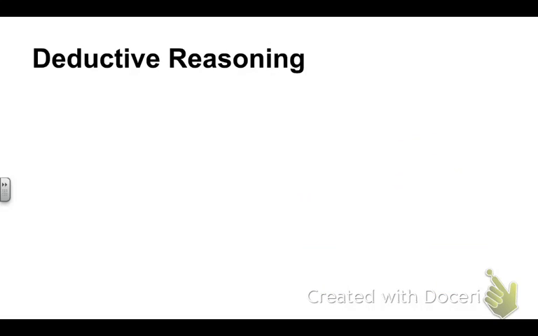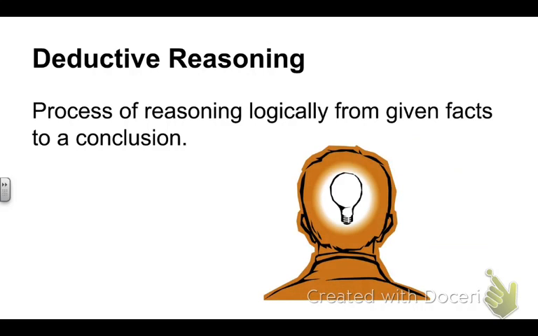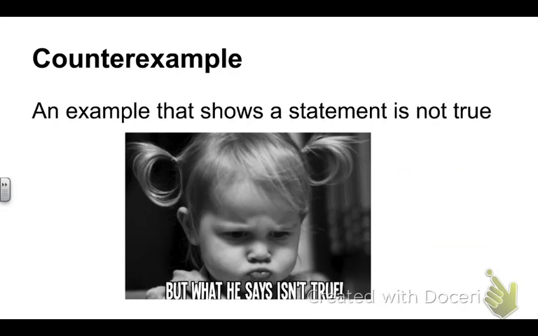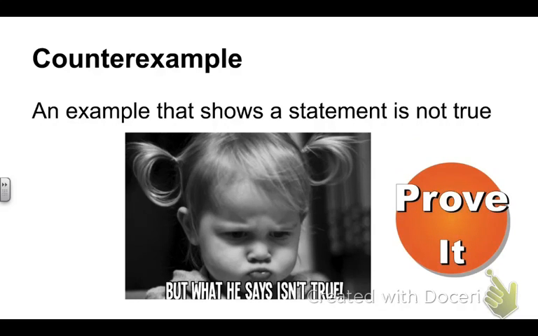Now, we're going to be doing some deductive reasoning, and that is a process of reasoning logically from given facts to a conclusion. So it's when you say, well, I've got these two numbers, and when I do this to them, this third part always happens every single time. When you're doing that, that's called deductive reasoning. If A and B equals C every single time, you've come to a conclusion. That's deductive reasoning. A counterexample, however, is an example that shows a statement is not true. And the only way that you can show that an example is not true is by proving it. Okay?